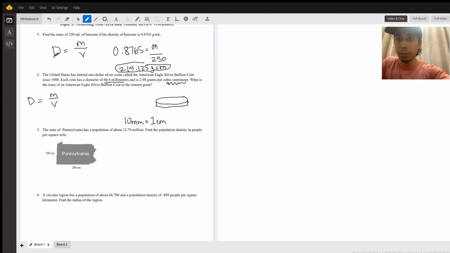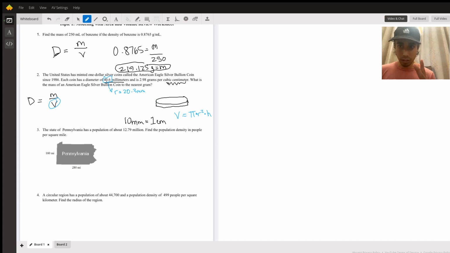So we've got a diameter of 40.6. Now here's the thing, that's the diameter. We're going to need to find the volume of this coin, because we want something to plug in for the volume here. So we're going to use the formula volume equals pi times the radius squared times the height. So we want the radius, and we need to cut that in half. We want half of the diameter, so that tells us the radius is 20.3 millimeters.